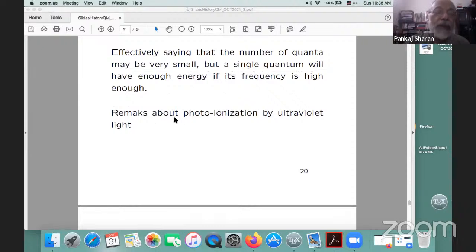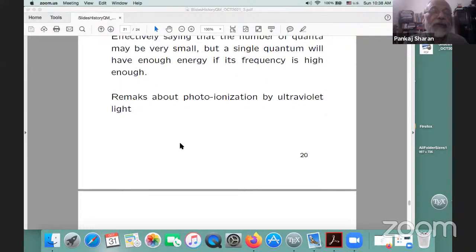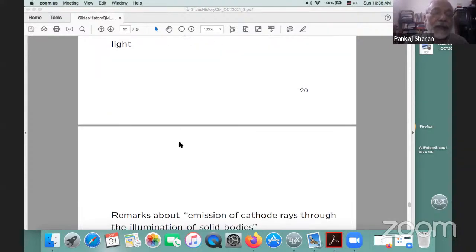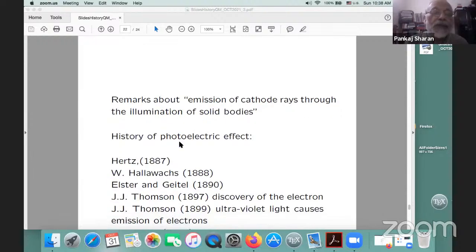He also makes a remark about the photoionization by ultraviolet light. When ultraviolet light falls on gases, there is ionization, and he remarks that this will also depend on this kind of phenomenon, that intensity will not matter for starting the phenomenon. And then, of course, he talks about what is so much talked about; I will be very brief. This is the emission of cathode rays through the illumination of solid bodies. That's the title of the section, which he, I think, discusses towards the last section.